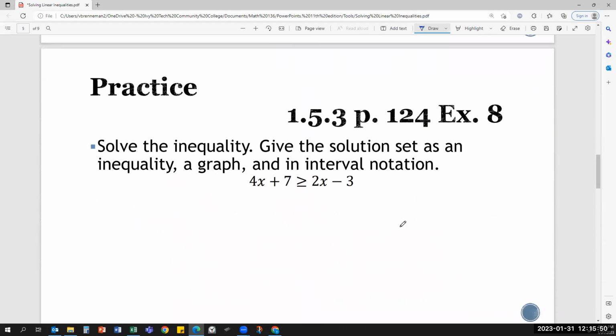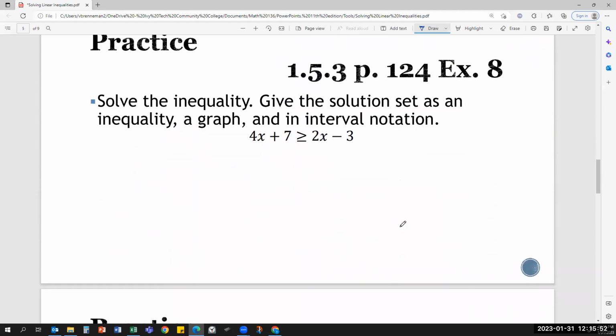Then for the next example, we have a little bit more going on. 4x plus 7 is greater than or equal to 2x minus 3. I can subtract 2x from both sides, no problem there. 2x plus 7 is greater than or equal to negative 3. Subtract 7 from both sides. 2x is greater than or equal to negative 10. Divide both sides by 2. Still no need to switch anything. x is greater than or equal to negative 5.